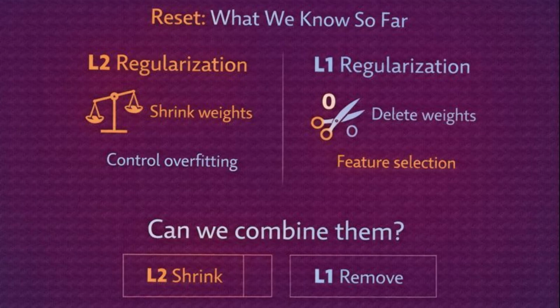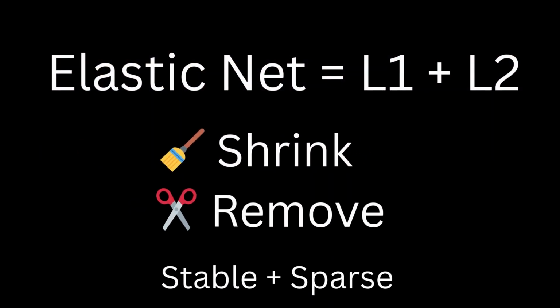We have learned two powerful tools. L2 regularization shrinks weights to control overfitting. L1 regularization can push some weights exactly to 0, so it can remove features. So now the natural question is, can we get the benefits of both? Yes, and that combination is called Elasticnet.